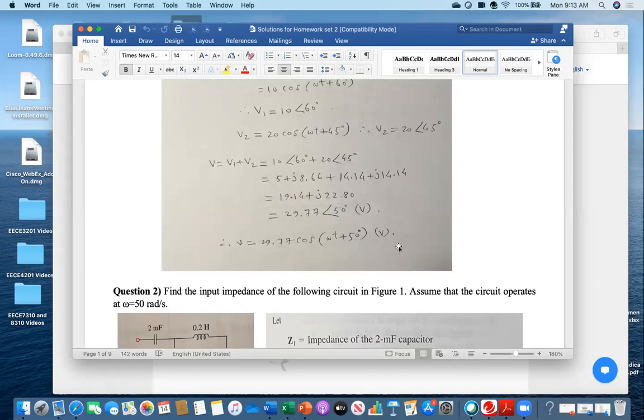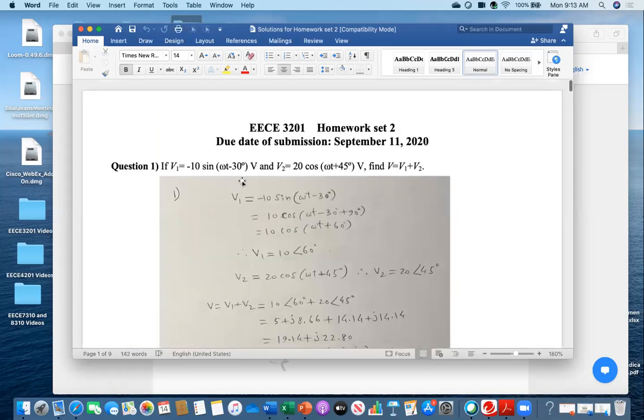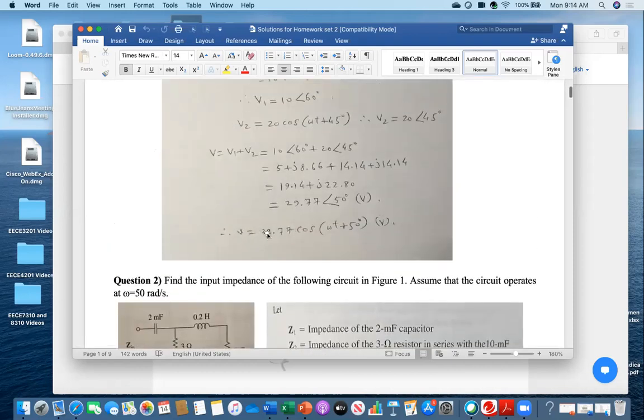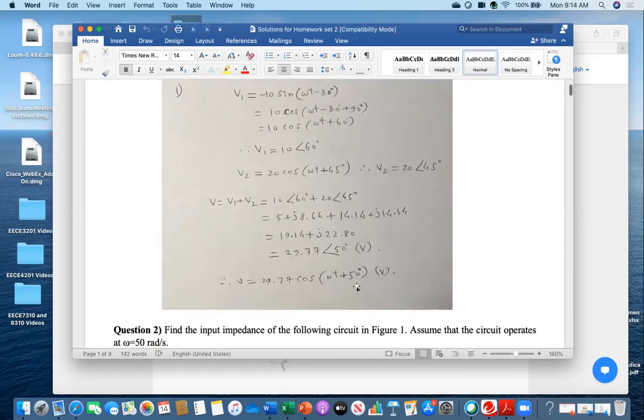So therefore, this will be the appropriate answer. You may leave it in phasor form, but because originally the functions were time functions, what you are asked, v equal to v1 plus v2, you have to express in time domain. So that's why this is the final answer. Is everybody fine with that? Did you all get this result?